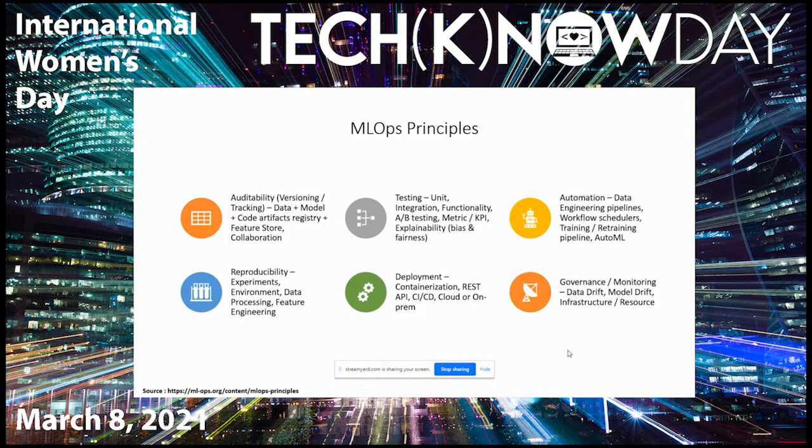AutoML can also be part of an MLOps platform, which is basically like a no code component where you can pass in your data, and based on the data that is passed, several models will be run and the best model will be provided to you. This helps in faster prototyping. So these are some of the components that should be available in any MLOps platform.